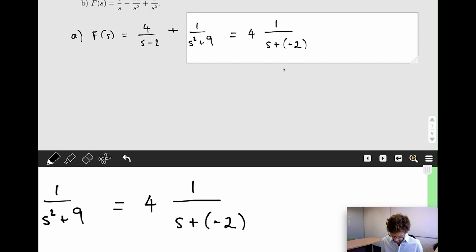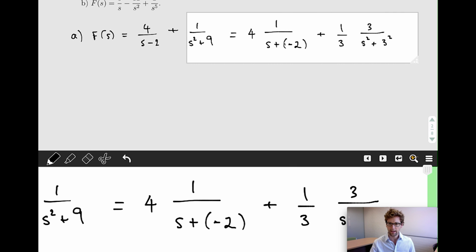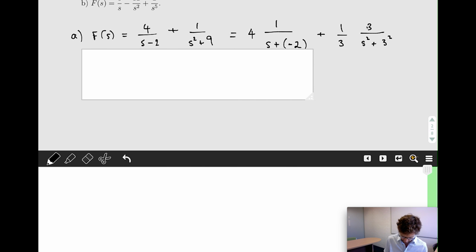So I'm going to write this as 1 over 3 times 3 over s squared plus 3 squared. Again, what we've done there is identify that this piece looks most like b over s squared plus b squared. So that's s squared plus 3 squared. So b is equal to 3, and of course I have to have a b in the numerator as well. And I got that in there by dividing and multiplying by 3. Okay, so now the inverse Laplace transform of this will be a function f of t.